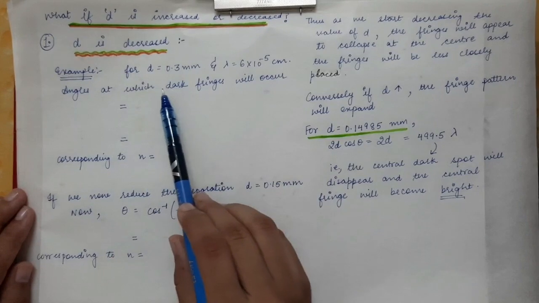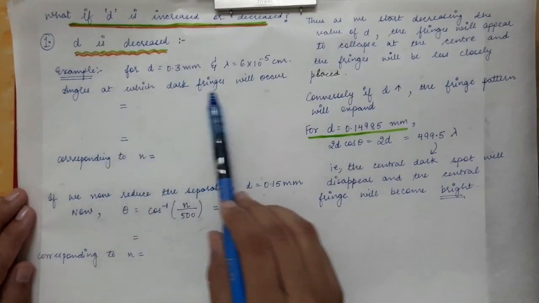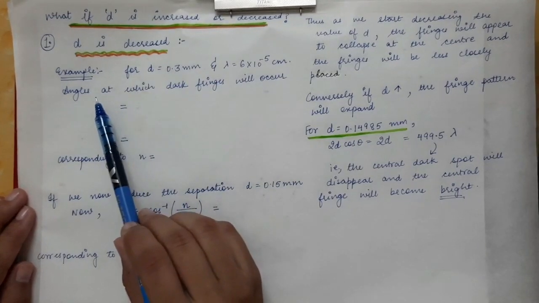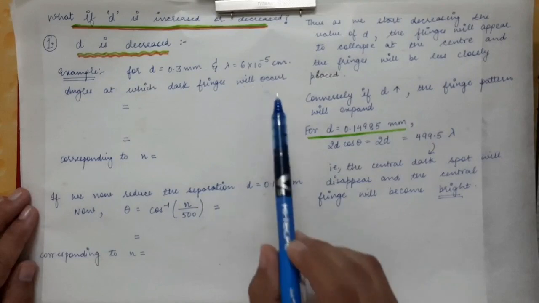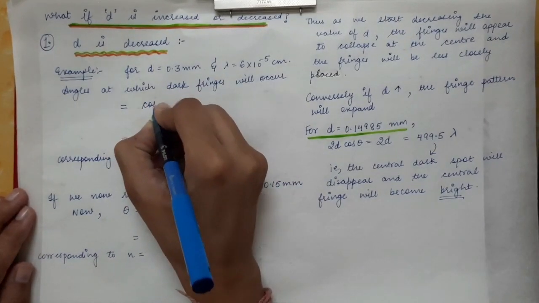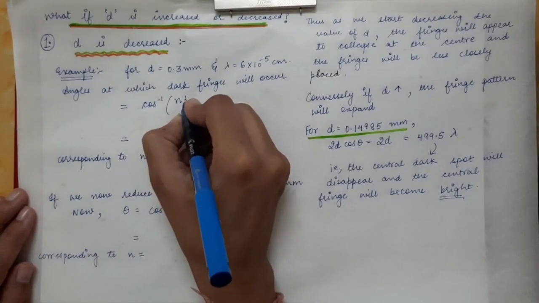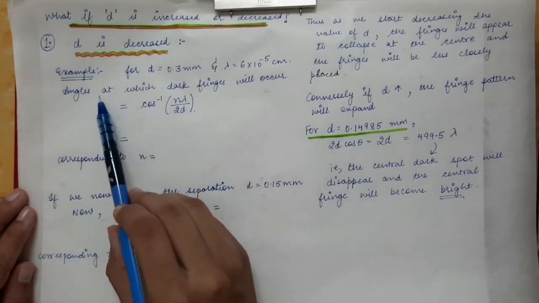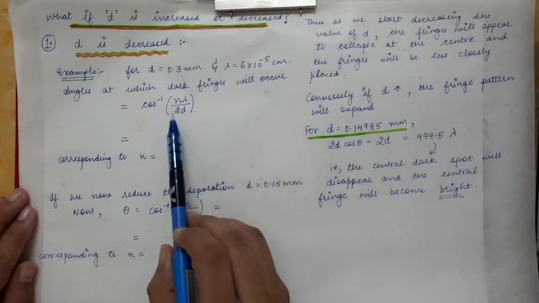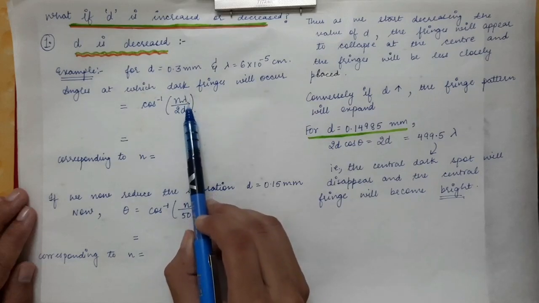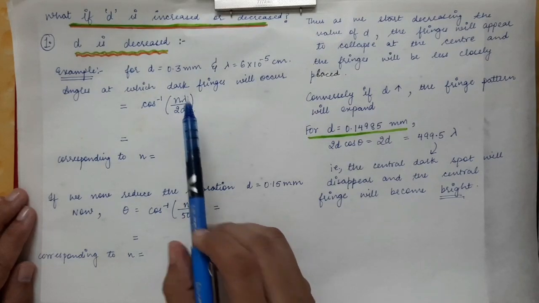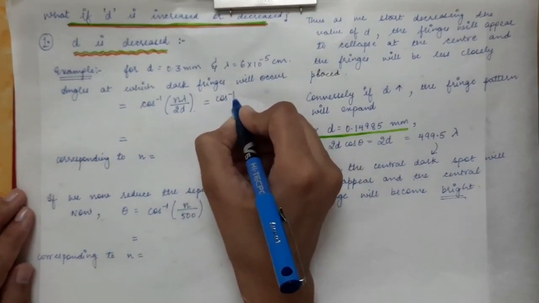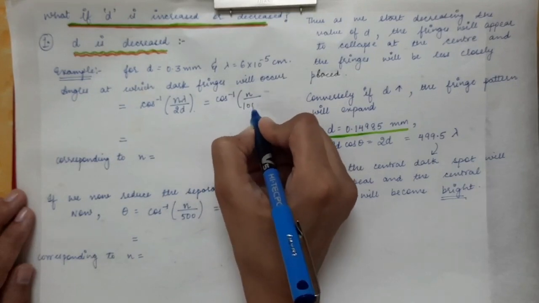And the angles at which the dark fringes will occur: the formula we have already done. In the previous page we have already seen that the angle at which the dark fringes will occur will be equal to cos inverse of n lambda by 2d. So this is the general formula of the angles at which the dark fringes will occur. Now we will put the value of lambda and the value of small d which we are given over here. So we will get cos inverse of n divided by 1000.